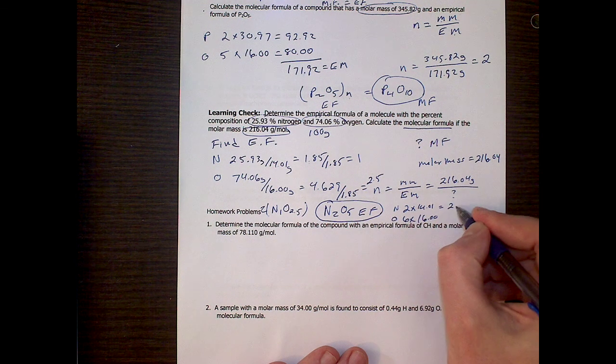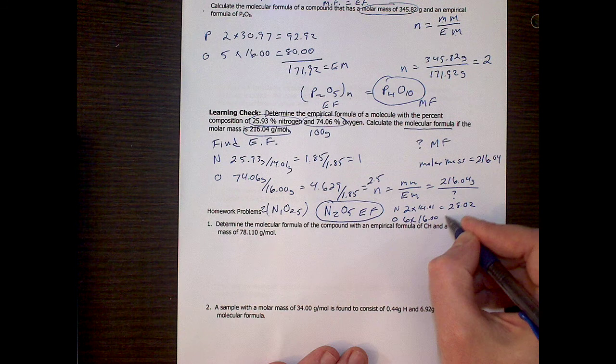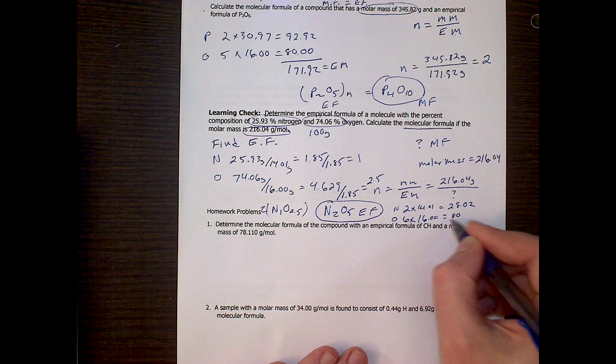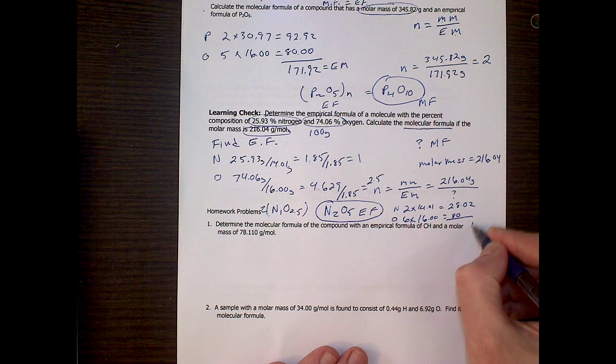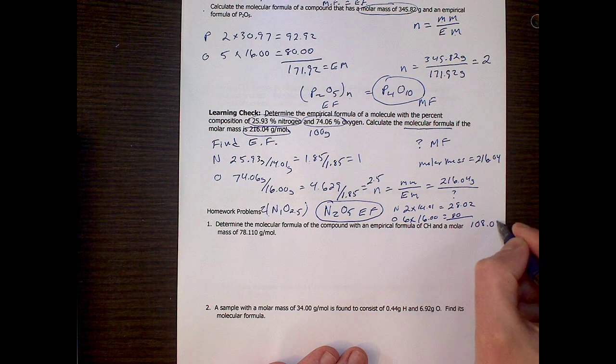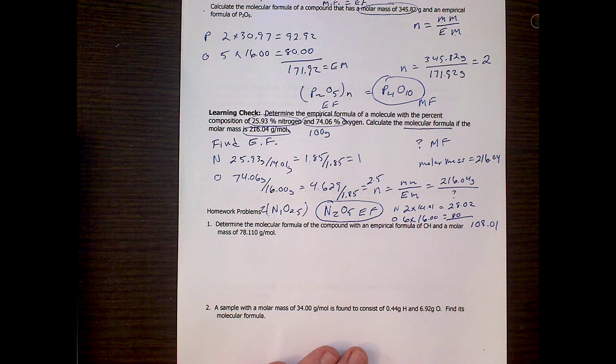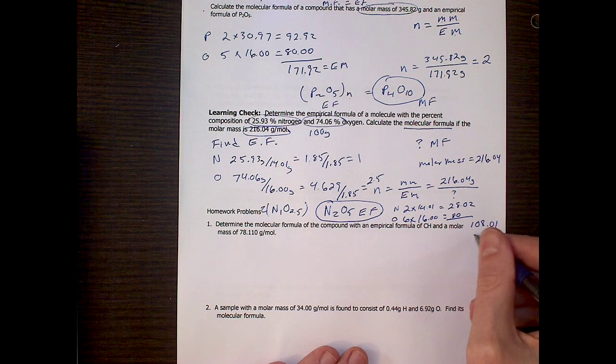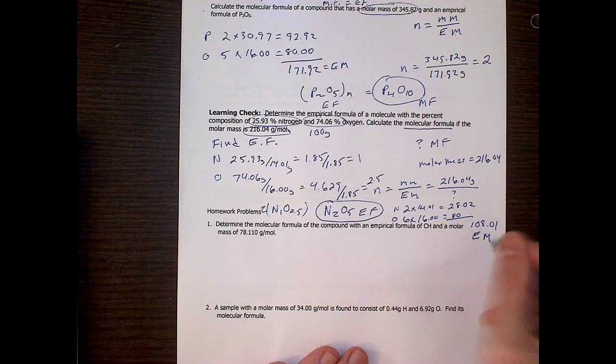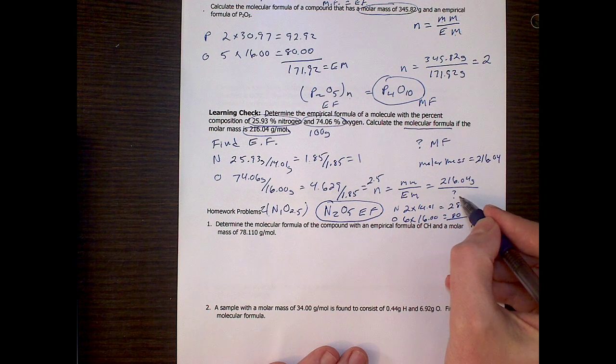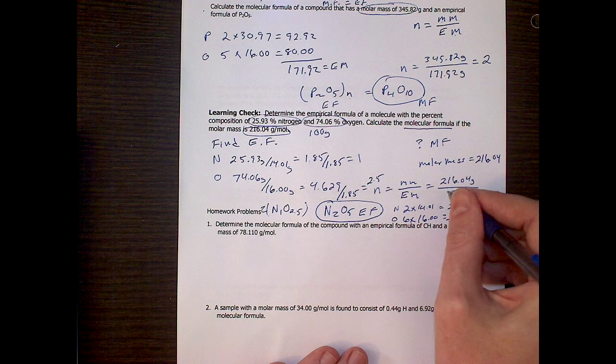and 28.02, 80, total them up, and I get 108.01. Okay? So this is my empirical mass. That's going to go right here. All right, so I'm going to put this right down here.